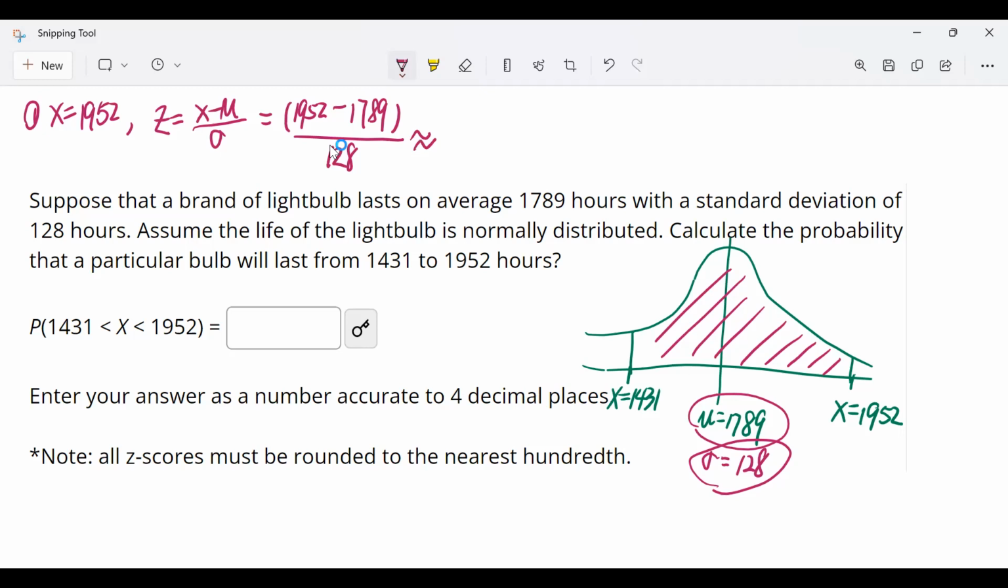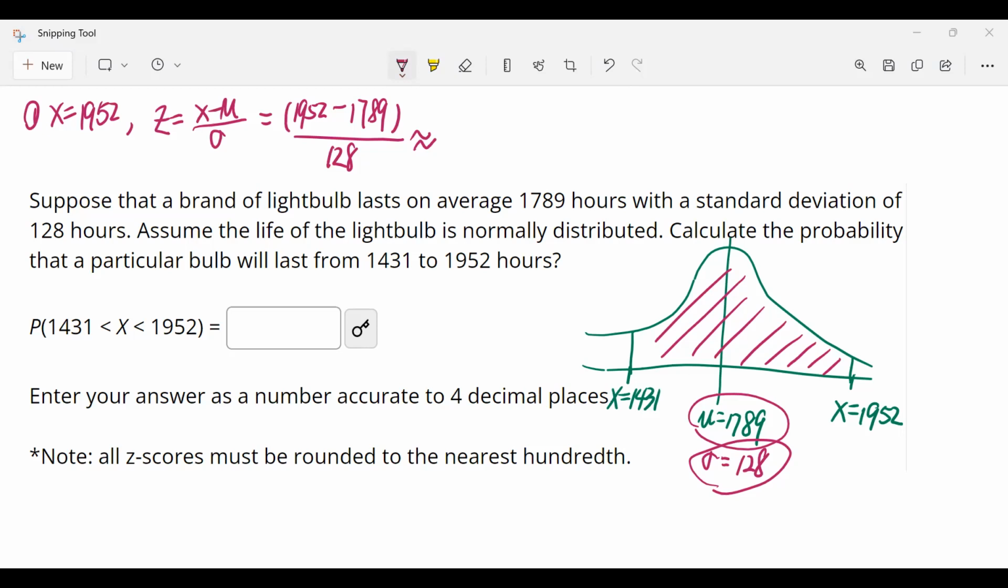I'm going to show you in Excel. Just open Excel and find the z-score first. Same thing for the other lifetime, which is 1,431. Once you have both z-scores, we're going to go to table A2, look up both probabilities, and find the difference afterwards.